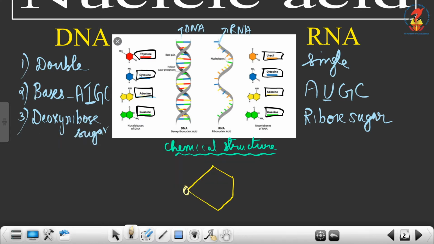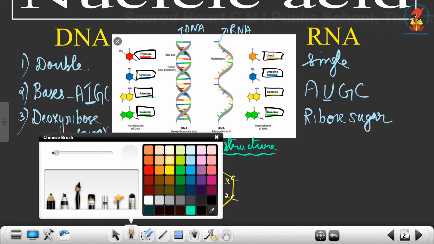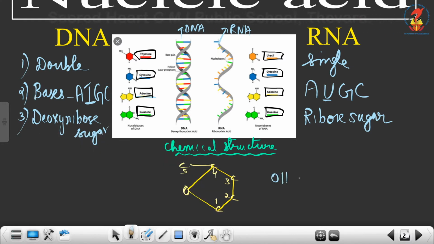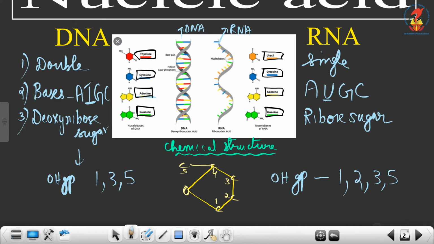Here we have an oxygen atom, here carbon 1, 2, 3, 4 and 5. Once again I indicate with numbers, first carbon, second carbon, third carbon, fourth carbon and this is the fifth carbon. Now I am going to attach or link or bind the hydroxyl group. Remember, for DNA, hydroxyl group is connected to the first, third and fifth carbon atoms, whereas in the ribose sugar of RNA, the hydroxyl group is connected to 1, 2, 3 and 5th carbon atoms, so excluding 4th carbon atom.